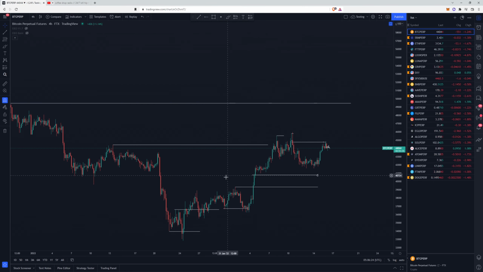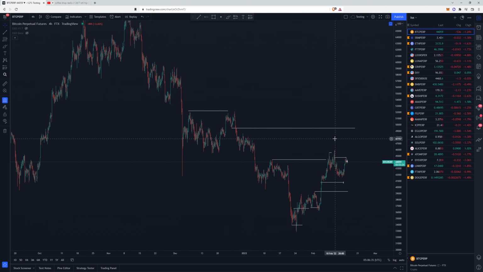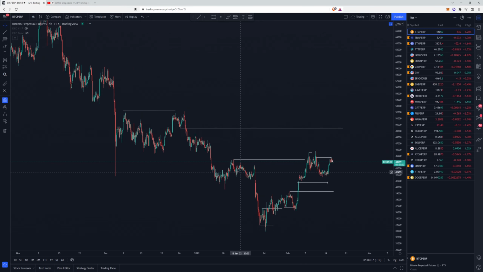Since this big move up, we're yet to retest this level here. So I'm thinking this is the next destination for price, but obviously I could be wrong. Taking a look at this area of price action here, I would not be surprised if we get a retest of 50k.